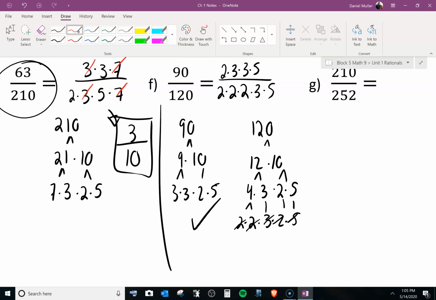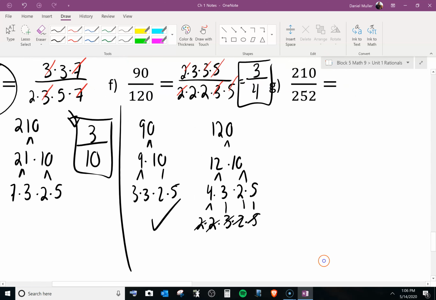Okay. There's a lot in common. So I know I have a 5 top and bottom. I have a 3 top and bottom. And I have a 2 top and bottom. So I'm left with a 3 on top, and 2 times 2, which is 4. So 90 over 120 simplified to 3 over 4, which is much simpler.